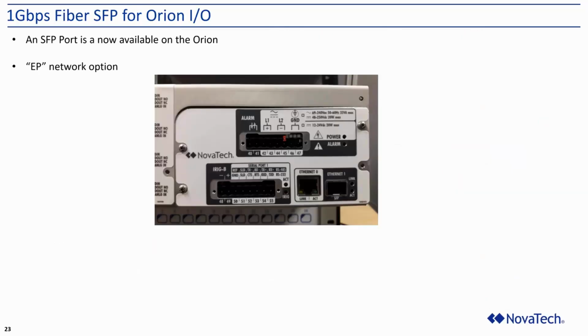And Johannes will demonstrate that a little later as well in the configuration process. Next, I want to get into the Ethernet port options. By default, like I mentioned, the Orion I/O comes with 2 copper Ethernet ports. Those are gig Ethernet ports.